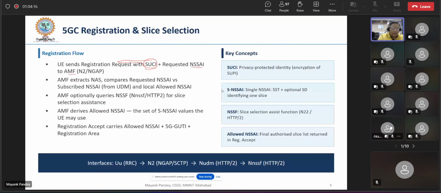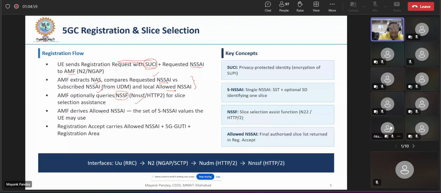Fine. Now AMF will extract the non-access stratum, we call it NAS, and requested NSSAI. Generally, it is always the same. The requested NSSAI and subscribed NSSAI from the UDM generally is the same. And then depending upon the 5G core, what is the local allowed slice, you get the required slice for you. Optionally, it can query this network slice selection function for slice selection assistance.